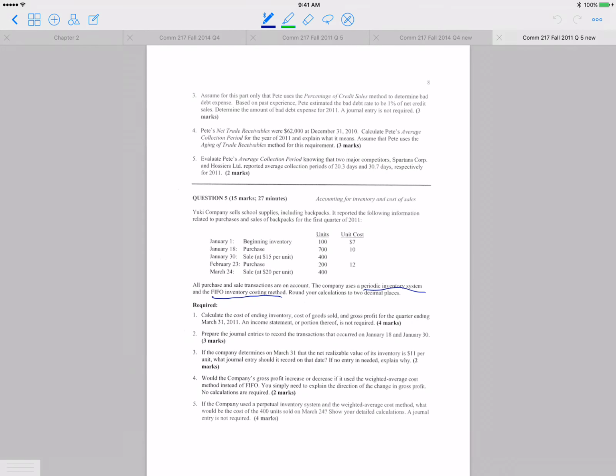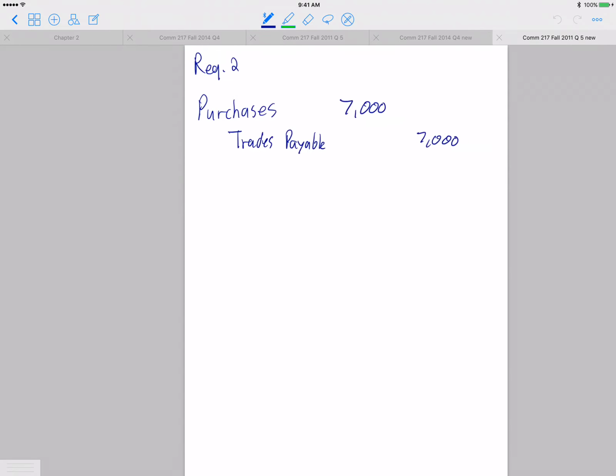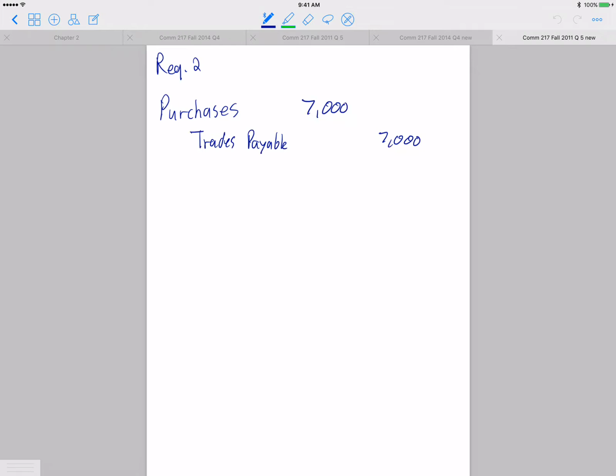And if we go back, it tells us that on January 30th, there's a sale of 400 units at $15 per unit. And in the periodic inventory system, we do not record cost of goods sold. We only record it at the end of the period. Therefore, the entry would only be trade receivable because everything is on account. We haven't received the money yet, the cash. Trade receivable debit for 6,000, and sales revenue credit for another 6,000. So that is requirement 2.